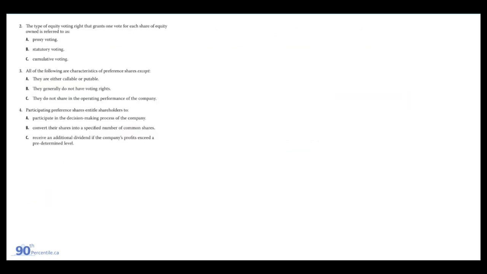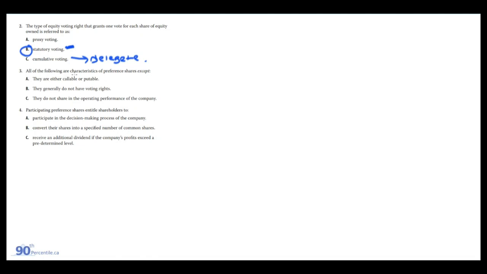The type of equity voting rights that grants one vote for each share of equity owned is referred to as statutory voting. The difference between statutory and cumulative is that with cumulative, you can delegate your vote to someone else, whereas here we have a 1-for-1 for each share.